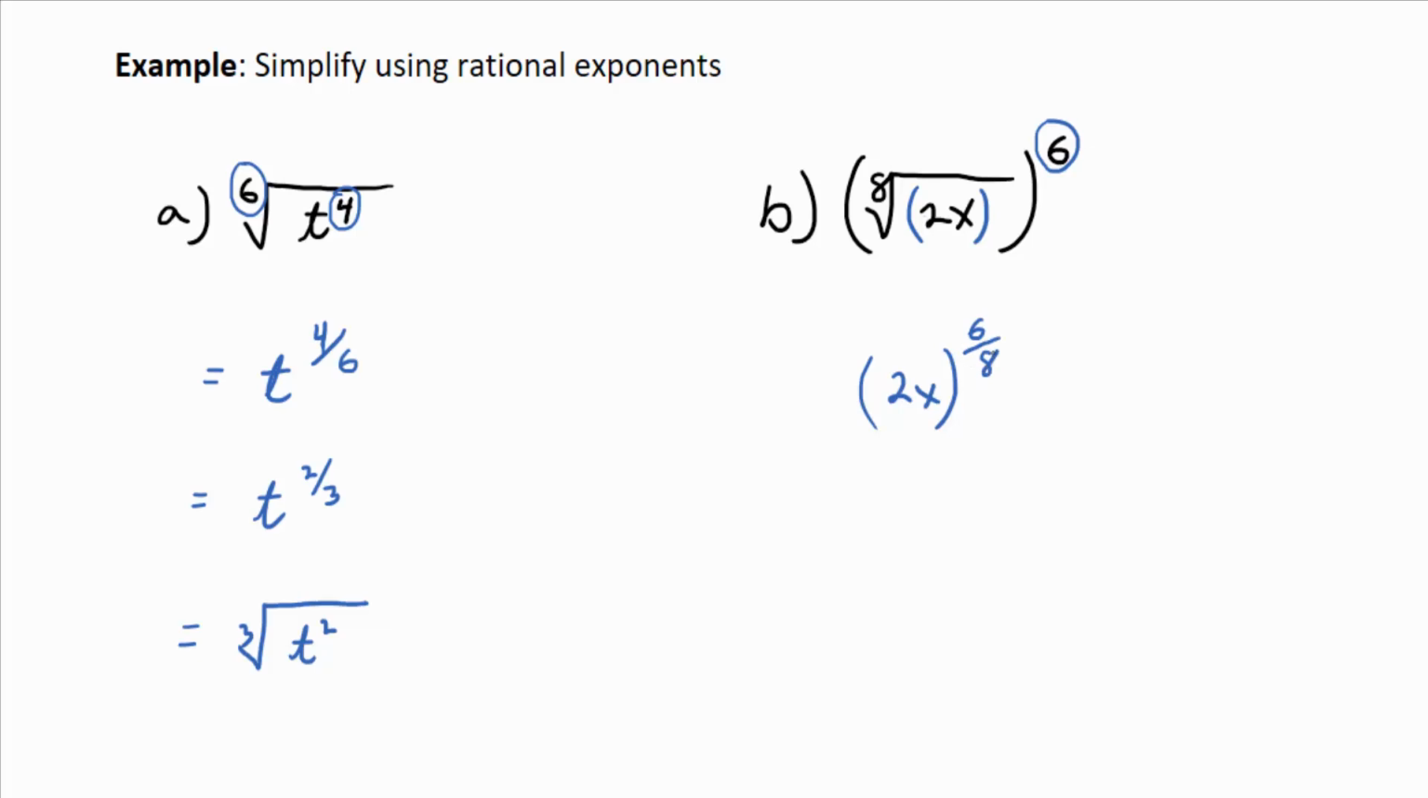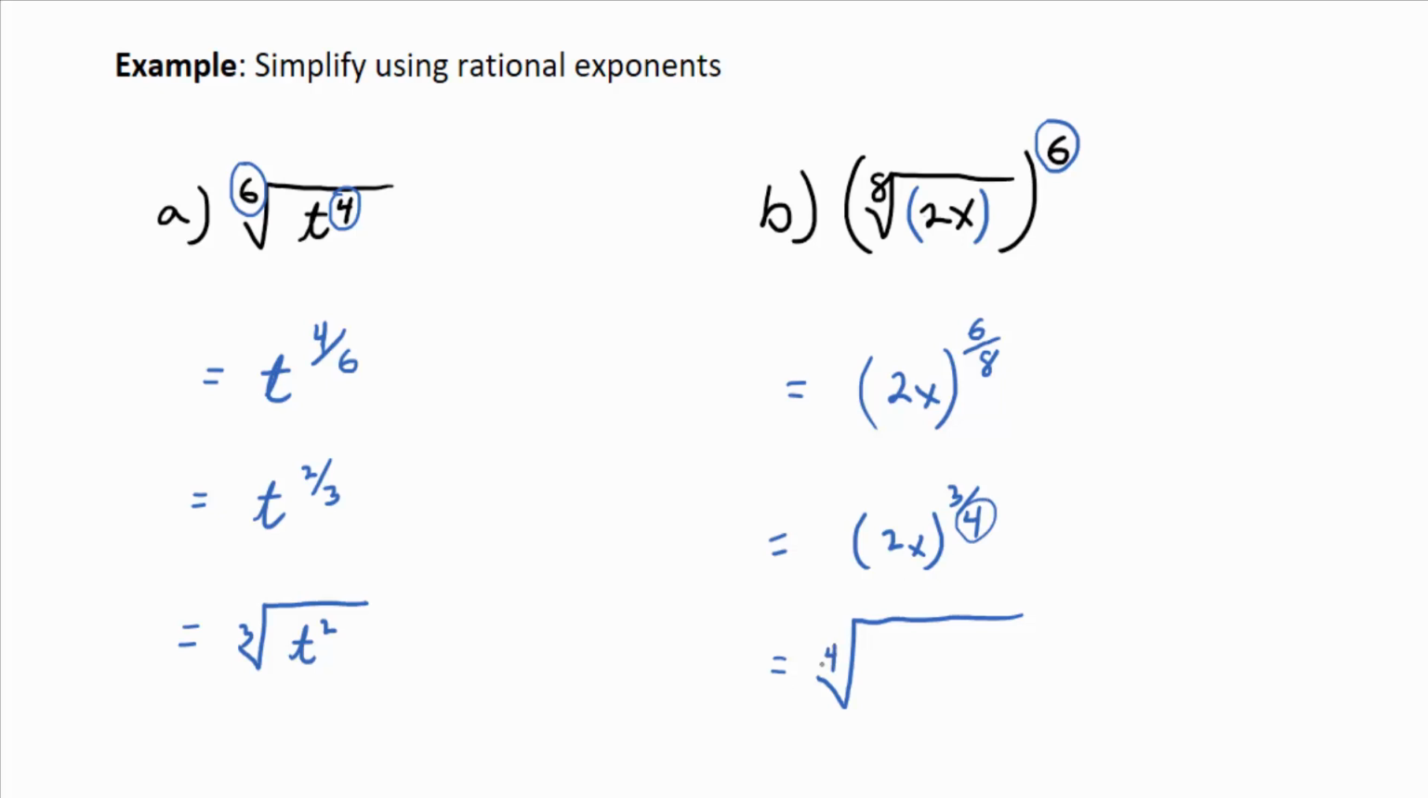So the 8th root of 2x, the whole thing to the 6th power, is the same as 2x, the whole thing in parentheses, to the 6/8 power. Does that make sense to you? What does 6/8 reduce to? So (2x) to the 3/4. How could you rewrite this in radical notation? So what would the index be? The denominator is always the index.